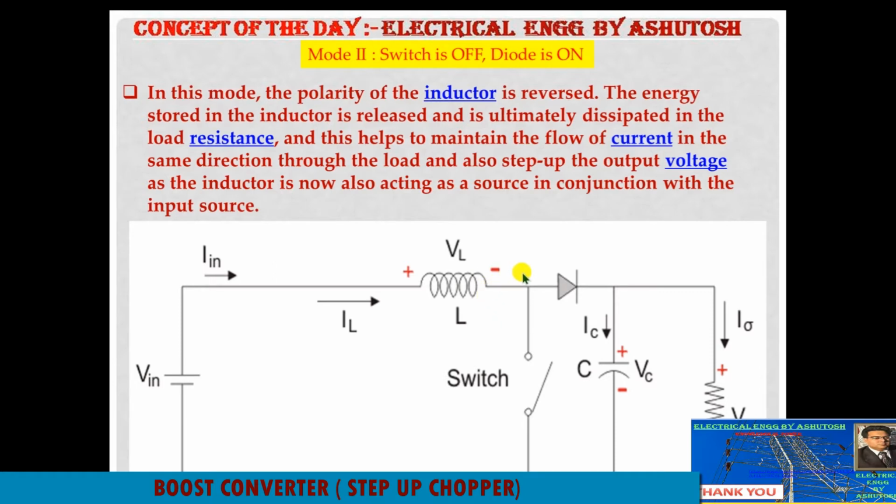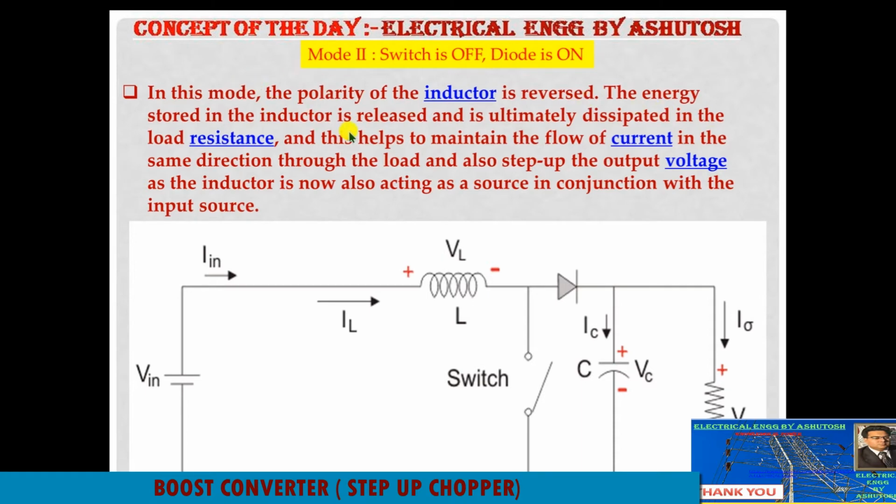Okay, a little correction. This will be negative and this will be positive. So in this mode the polarity of the inductor is reversed, the energy stored in the inductor is released, and what happens? Current flows through the diode, this capacitor and this resistive load, and this is the path of current, and this switch is off.